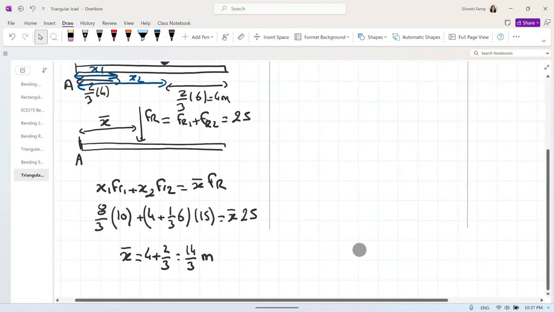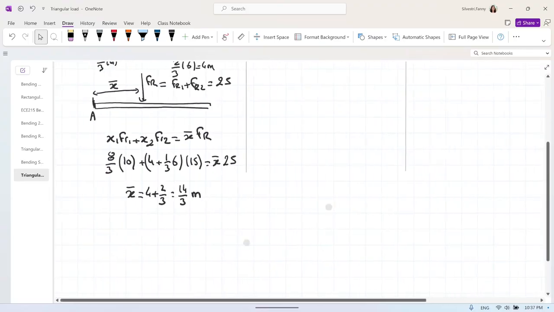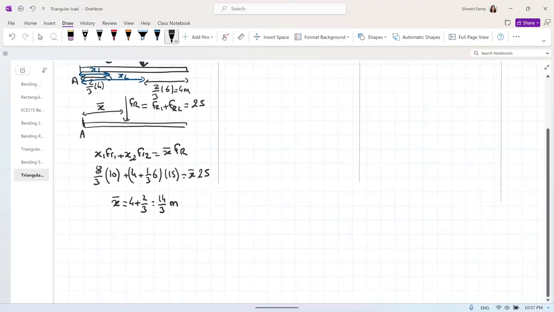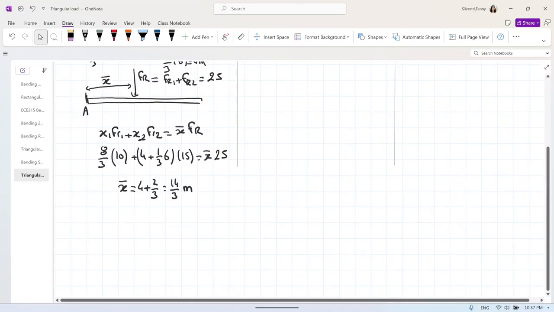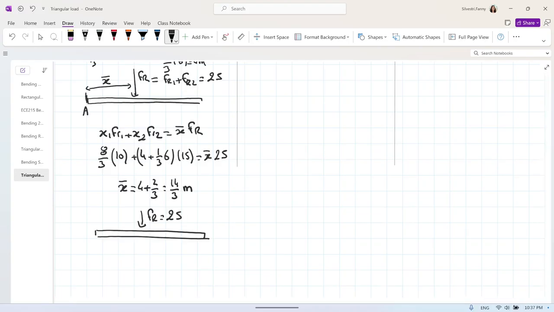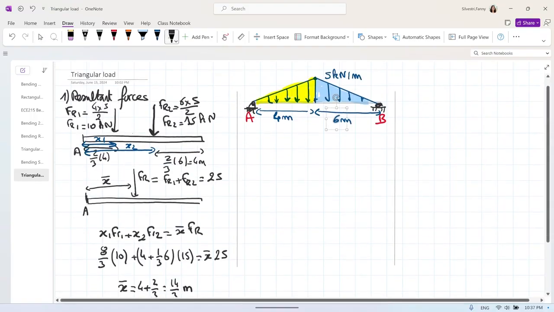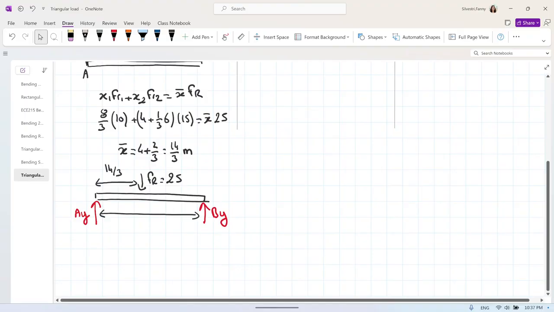So now to find the reaction forces, remember, we are not done. We have our beam, FR equals 25, distance from A equals 14/3, and we try to find AY and BY. And the total distance that we need, our two triangle loads are 4 meters and 6 meters, so the total length is 10 meters.